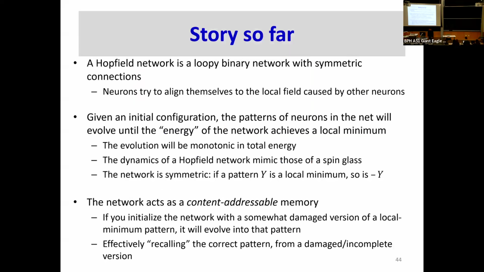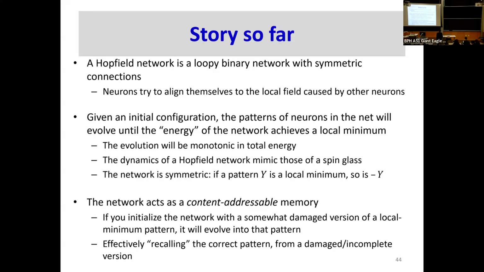So adding what we just saw so far to our lessons: in a Hopfield network, given an initial configuration, the pattern of neurons will evolve until the energy of the network achieves a local minimum. The evolution is going to be monotonic in total energy. The dynamics of the Hopfield network mimic a spin glass.